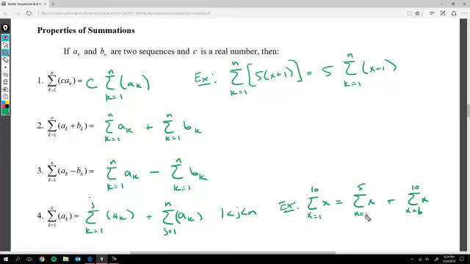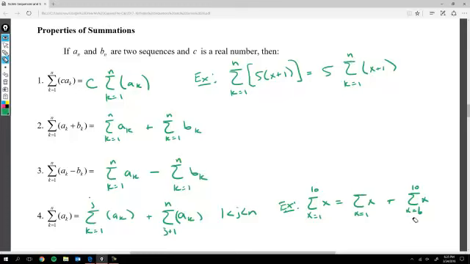So what we're doing here is we're saying that the sum of all the numbers from 1 to 10 is the same thing as the sum of the numbers from 1 to 5 plus the sum of the numbers from 6 to 10. Okay, we're still accounting for every single number. Okay, that's the same thing.